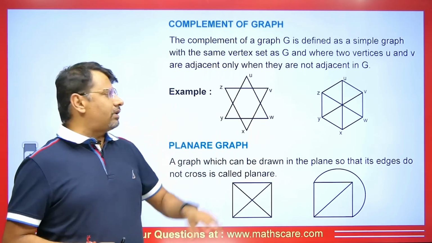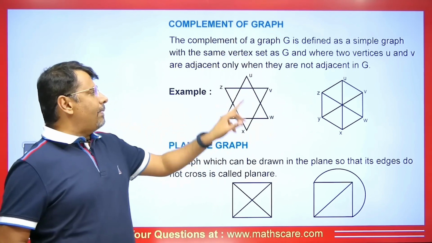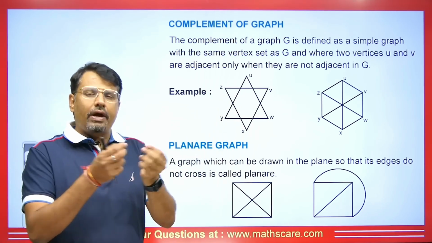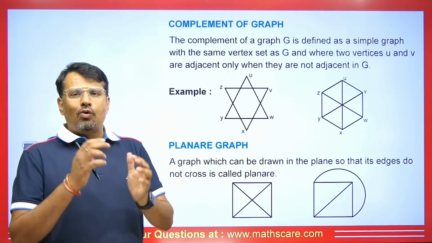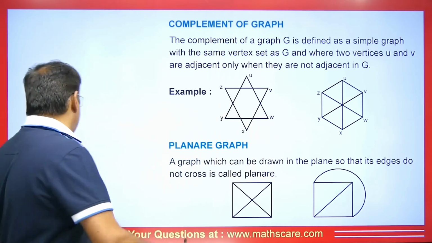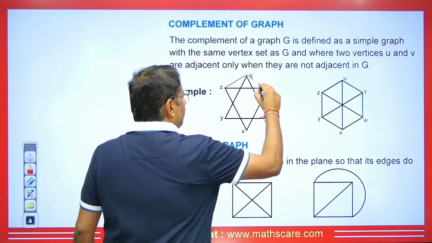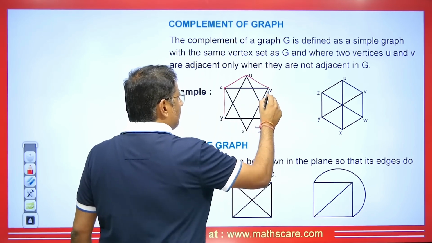Now we will talk about complement of graph. What is the complement of a graph? For this graph, if we want to find its complement, the vertices which we have and the edges with which they are connected, just remove them, and where they are not connected, add edges there. For example, these two vertices are not connected. It will go here, here, here, here, and here.